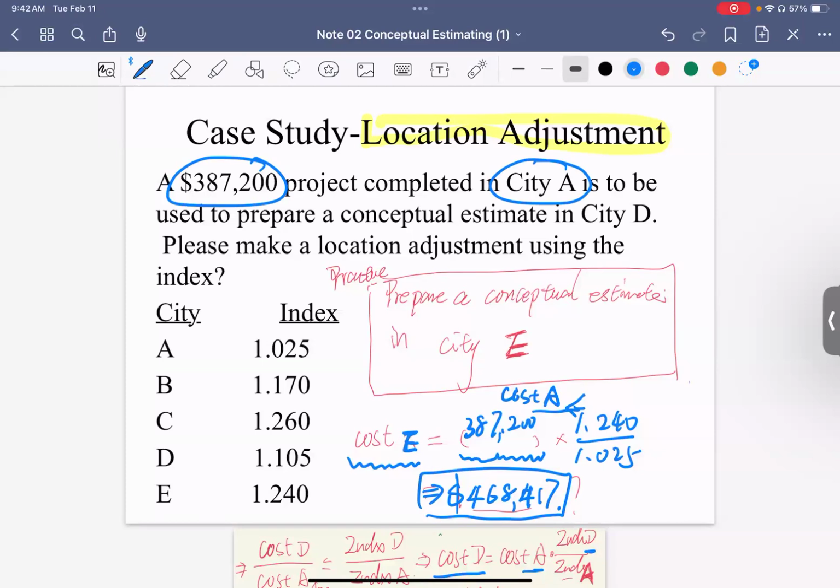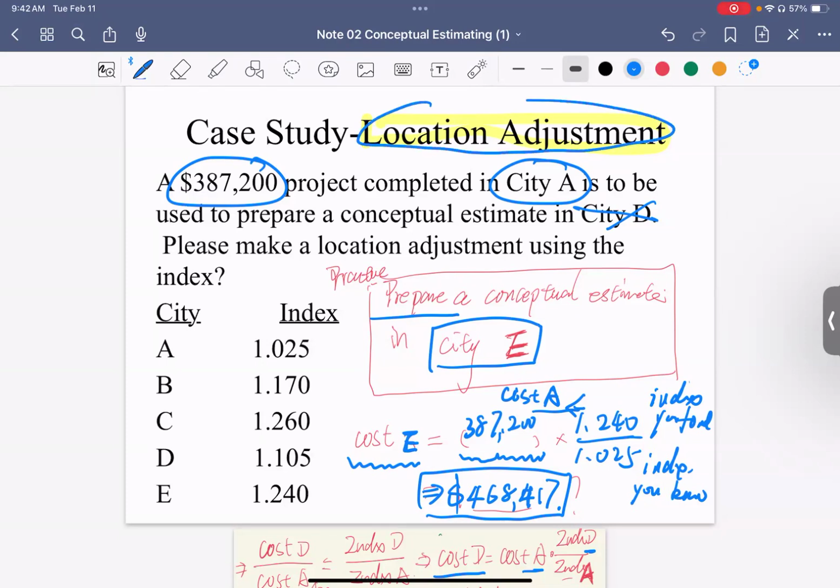Okay. Yeah, and for this we are using the same condition. We remove the D, we replace it with E. Oh, I see. Okay, so you always refer to the one you know, divided by its index, and times the index you're going to find. So this is the index you know, and this is the index you're going to find, right? That is the location adjustment. So that is the second one.